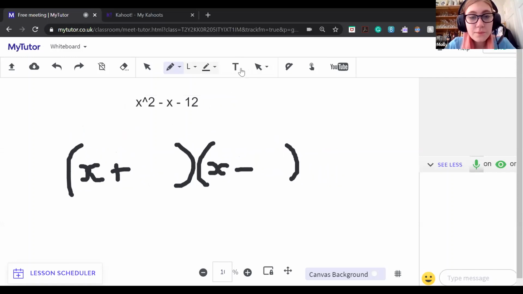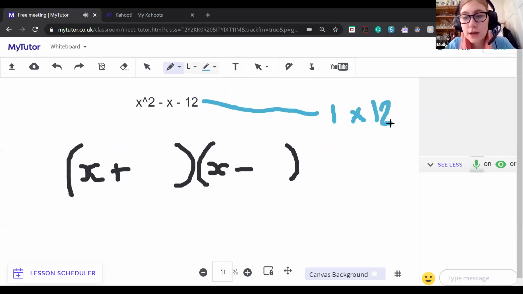So then what we do is we do the same next step. You multiply everything, you write down everything that multiplies to make 12. So 1 times 12, 2 times 6, and 3 times 4.